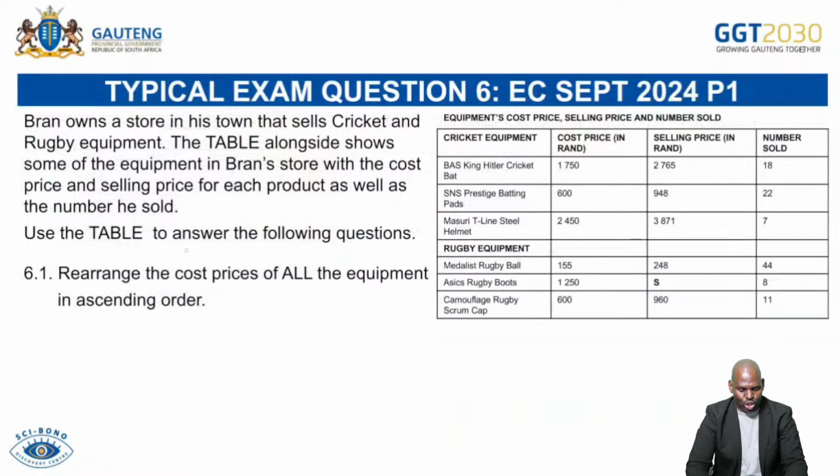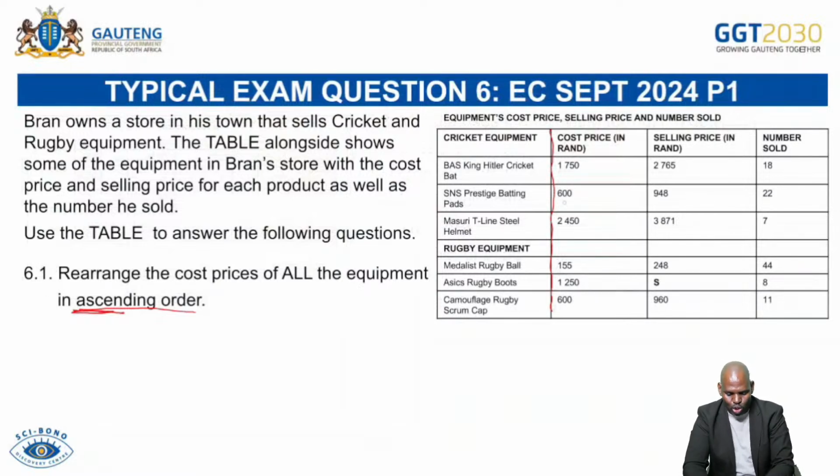6.1, rearrange the cost price of all the equipment in ascending order. Ascending order, it means ascending, going up. So it means it must be from the lowest to the highest. For the cost prices. So these are the cost prices. So I must move from the lowest to the highest. Now I have to check which one is the smallest value. 155.